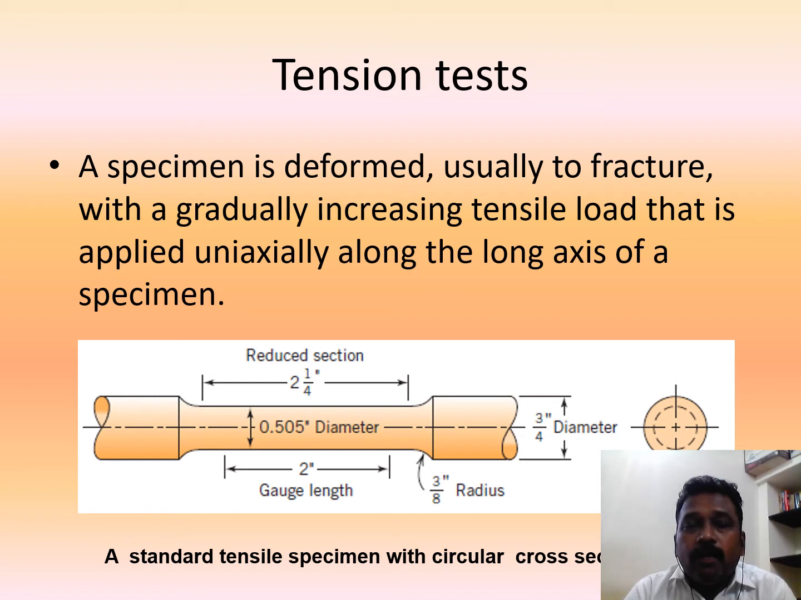To carry out that laboratory test, we need a common or standard specimen to find out the tensile properties of any material. From the diagram, you can see the ASTM standard specimen for performing the tension test. The specimen is deformed, usually to fracture, with a gradually increasing tensile load applied uniaxially along the long axis of the specimen. We need to do this in a laboratory, in a specified machine, and analyze the load applied, when it fractures, and how the fracture goes on. This is called the tension test.